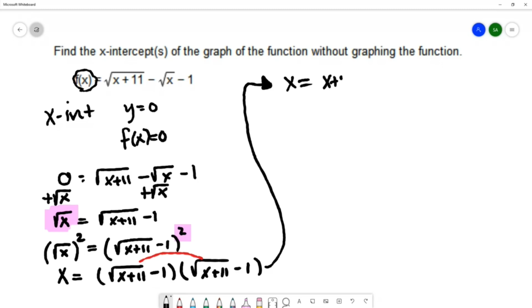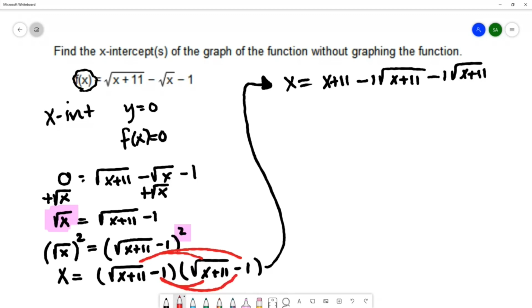That's x plus 11. Then I want to multiply the outside 2. That's square root of x plus 11 times minus 1. That's minus 1 square root of x plus 11. Then I want to multiply the inside 2. And that's minus 1 square root of x plus 11. And then finally, I want to multiply the last 2. That's negative 1 times negative 1, which is a positive 1.